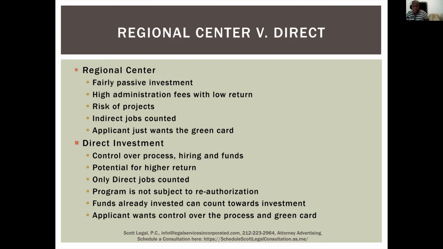So now let's jump into regional centers versus direct investment. Both of them are EB-5. And when you're looking at a regional center, you're looking at a different investor profile than when you're looking at direct investment. Even though they're in reverse order on the slide, direct investment is really an individual who is an entrepreneur and wants control over their business, wants to start their own business or invest money in an existing business and have the control and ability to drive that business forward. This person is concerned with the green card, but also with profits.